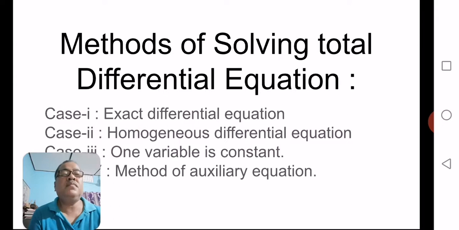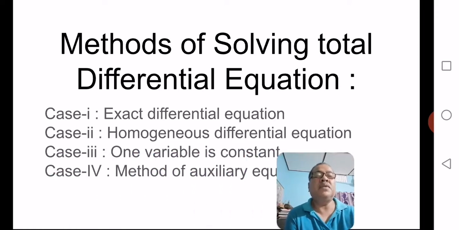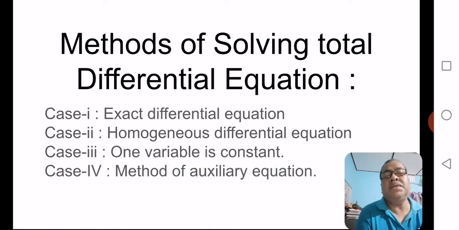Next is the method of solving a total differential equation. To solve it, first we have to test the condition of integrability. After that we can follow one of the following methods: first is the exact differential equation method, next is the homogeneous differential equation method, next is the one variable constant method, and last is the method of auxiliary equation. First, before that, we should know what an exact differential equation is.